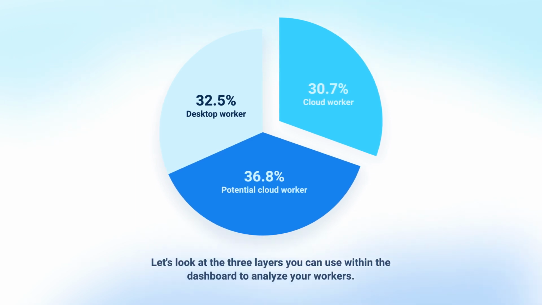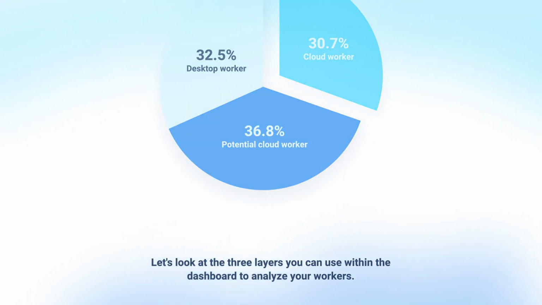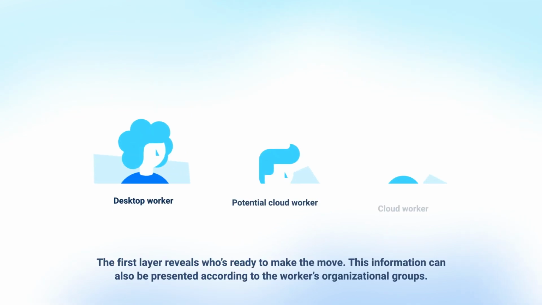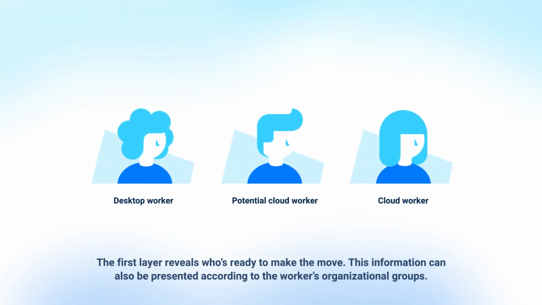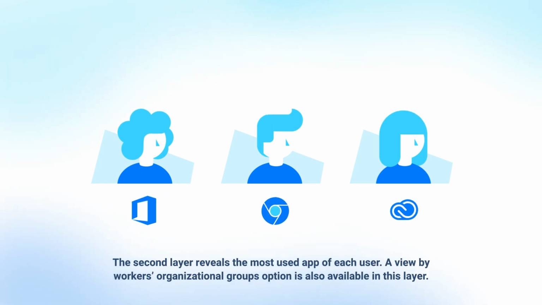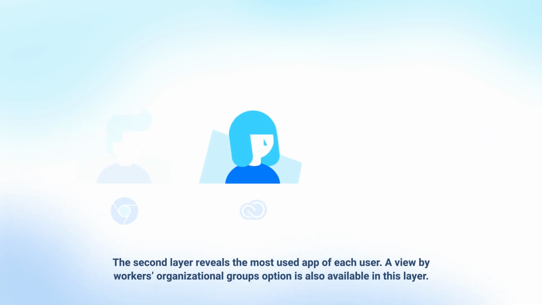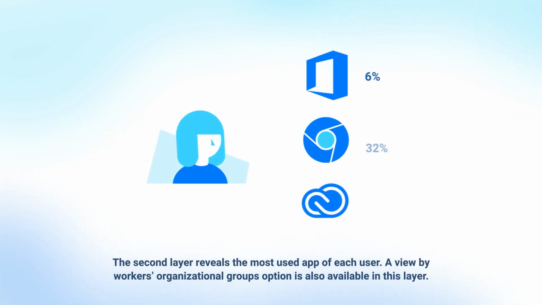Let's look at the three layers you can use within the dashboard to analyze your workers. The first layer reveals who's ready to make the move. This information can also be presented according to the workers' organizational groups. The second layer reveals the most used app of each user. A view by workers' organizational groups option is also available in this layer.